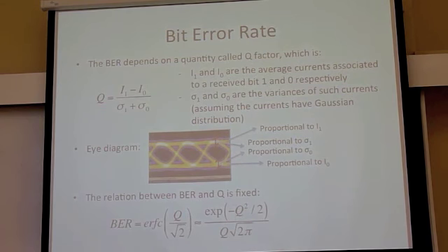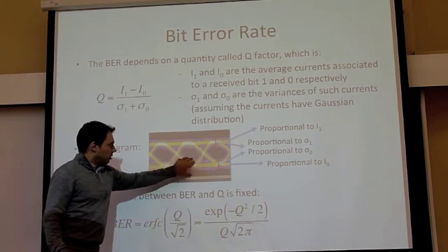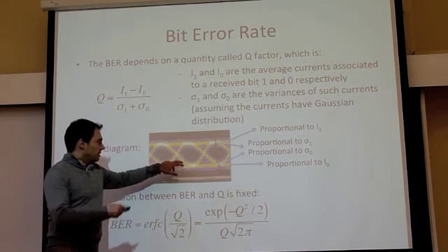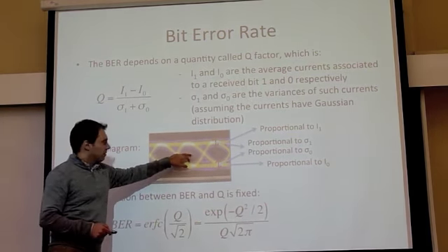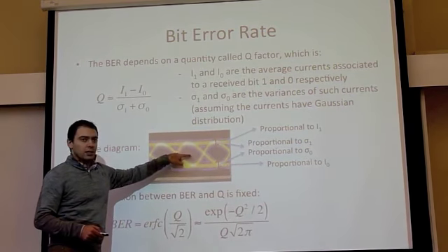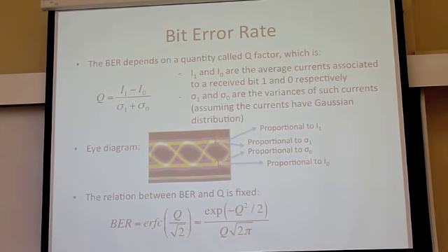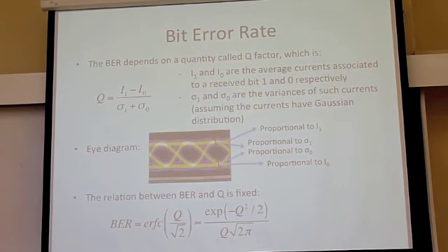The problem is that if this Q factor is bad, this part becomes very close to this one, so the whole eye diagram becomes very messy. You can have this part all over the place here, and this all over the place here. So when you make a decision here, there's a high chance that you are mistaking something on this side for a 1, or the opposite. The relation between the bit error rate and the Q factor is fixed, as given by this.